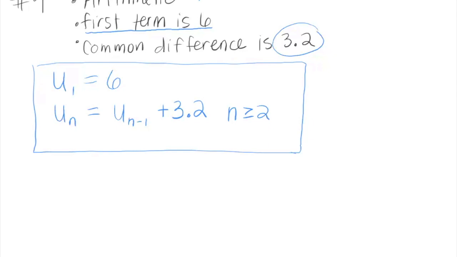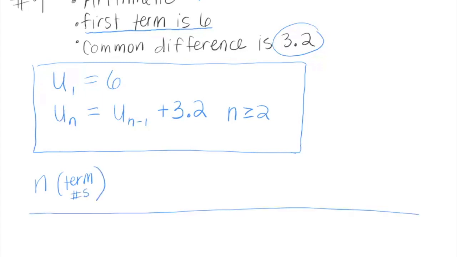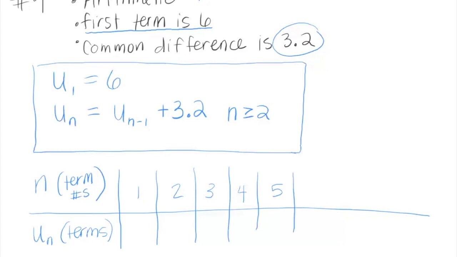So I want to just organize it in a table. These are my term numbers. And then we'll put our actual terms on the bottom. So we need to go all the way to the 10th term. First term, second term, third term, fourth, fifth term, sixth term, seventh term. Uh-oh. Ran out of room a little bit.